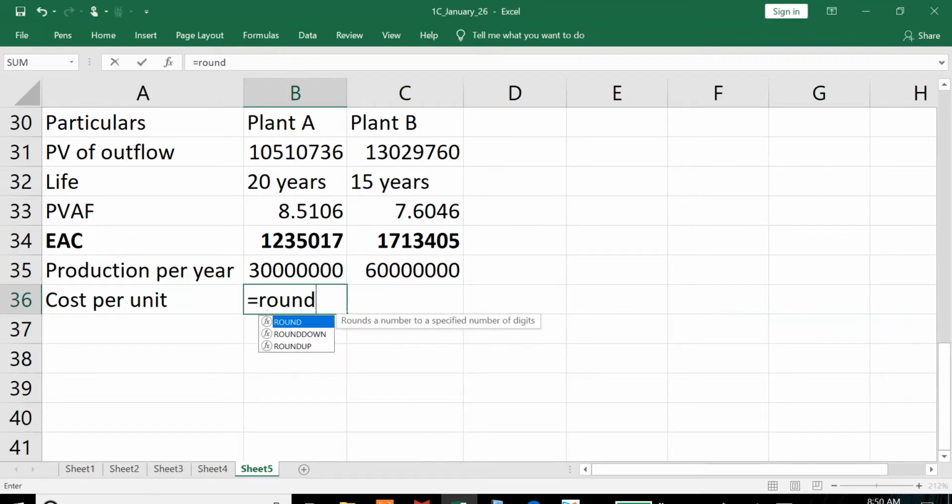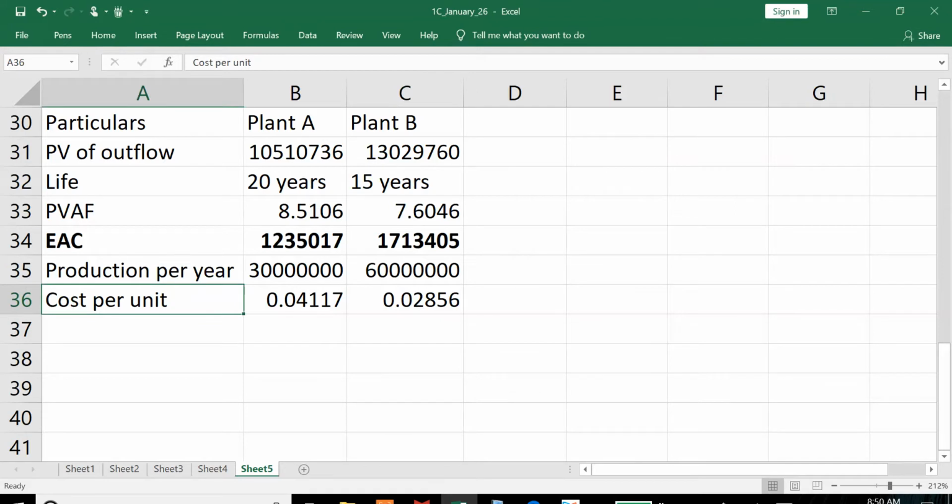This can be some 4-5 decimals. I think it will be a very small number. Maybe we work with 5 decimals. 4 paise and 2 paise are the numbers finally: 0.04117 and 0.02856. Cost per unit is an insignificant number.